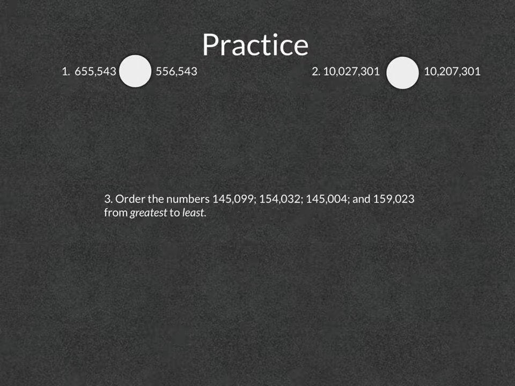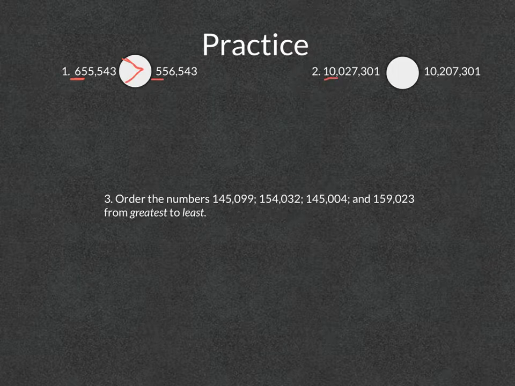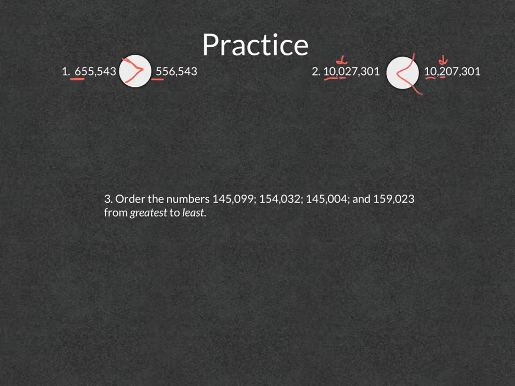Okay, so here we're going to practice. We're going to look at these two numbers here. So first off, I'm going to start by looking in the 100,000s place. Okay, I see that I have a 6 and I have a 5, so I know the 6 is bigger, so I'm going to circle the number 655,543. It's bigger. Okay, so now for number 2 here, I noticed I have a 10 million. Can't do anything with that. Hundred thousands place, though, if I look here, I have a 0 and I have a 2. Okay, so I know that this one is bigger.